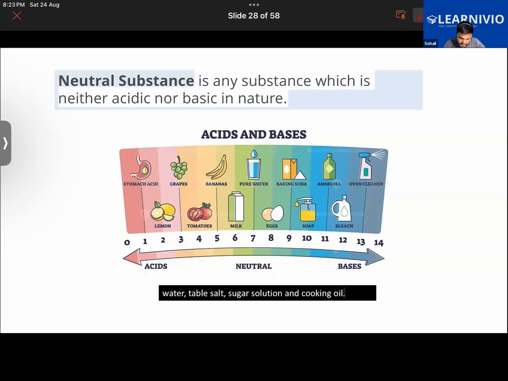Now talking about neutral substances. A neutral substance is any substance that is neither acidic nor basic in nature. Furthermore, it has a pH value of 7. Like we have water, table salt, sugar solution, cooking oil. All these are common examples of neutral substances. Getting it?